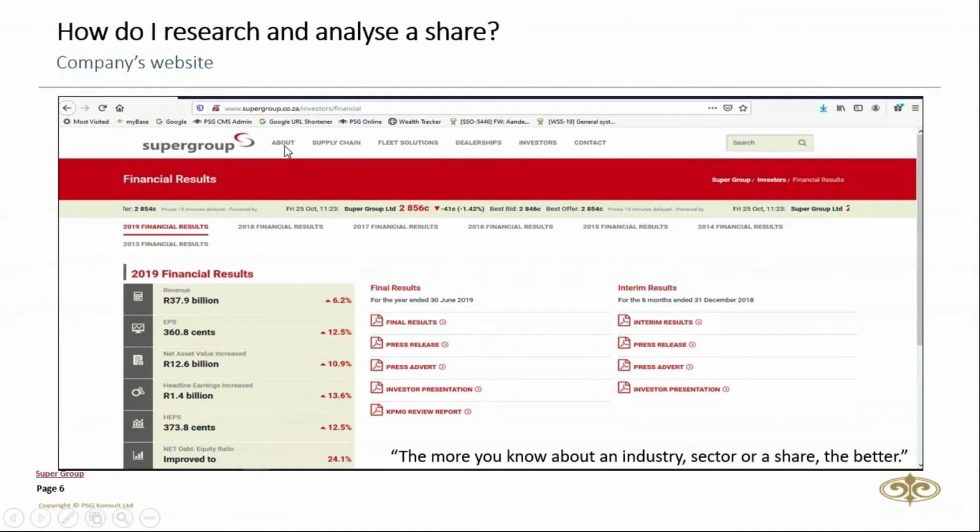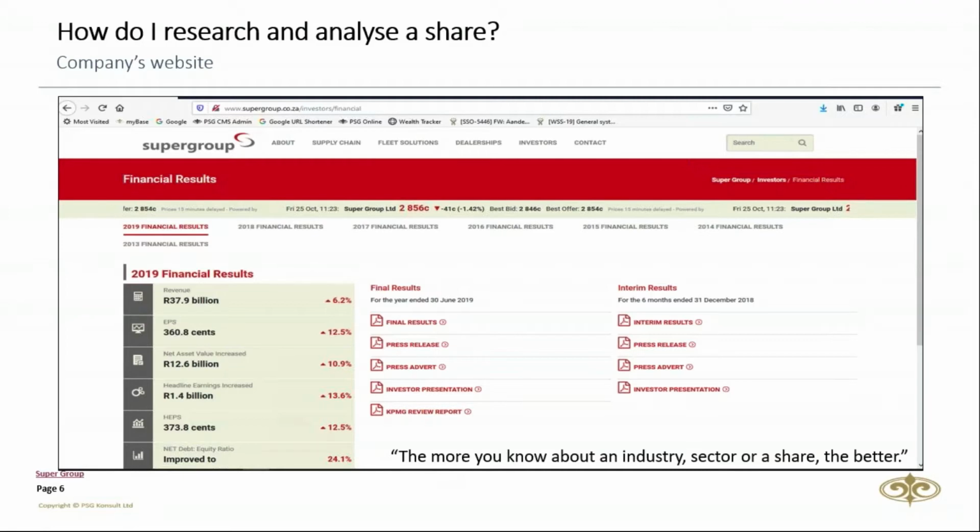Here, for example, I'm looking at Super Group, and go look for the company's financials. Look for either a section called investors or financials. By the way, if you click on here, it will take you to the company's financials on Super Group. But there's a lot of information here. And this is a little quote that I've come up with myself: the more you know about an industry or sector or share, the better. Basically, you bring the odds in your favor.